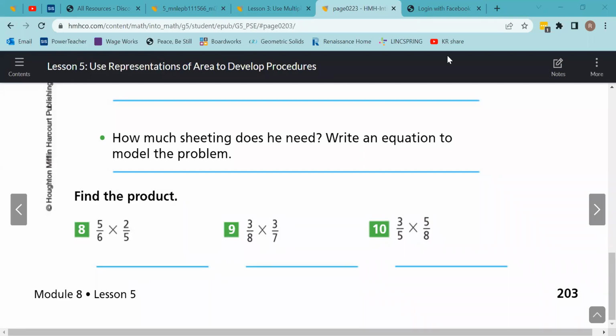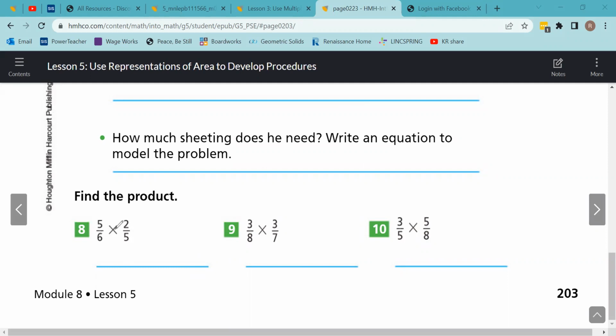Hey, fifth grade, we're on workbook page 203. It's going to be a really brief workbook lesson today, just to review all of our multiplying fractions. And number 8, we're doing numbers 8, 9, and 10 this morning.